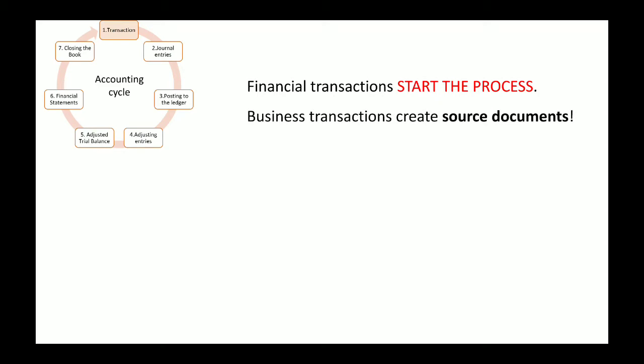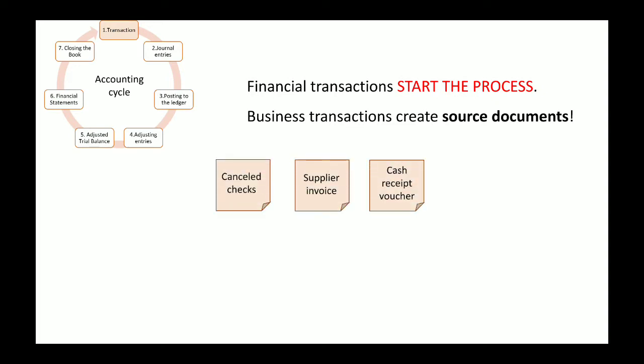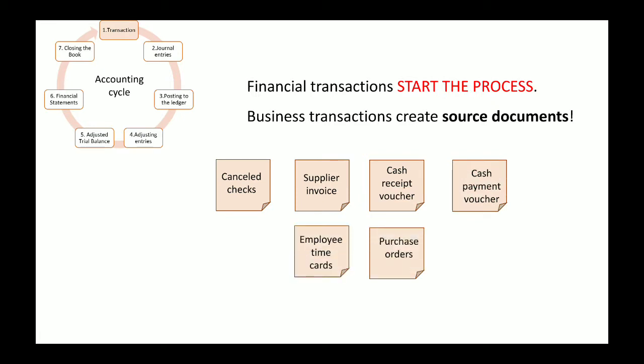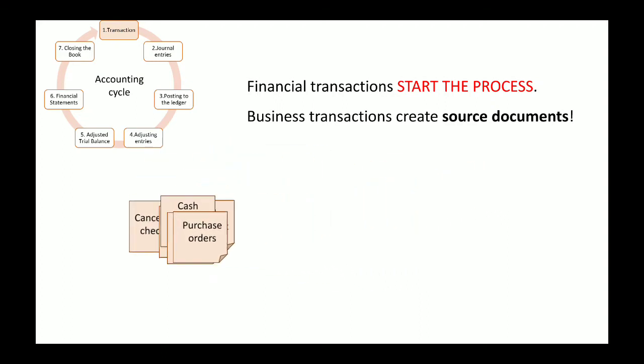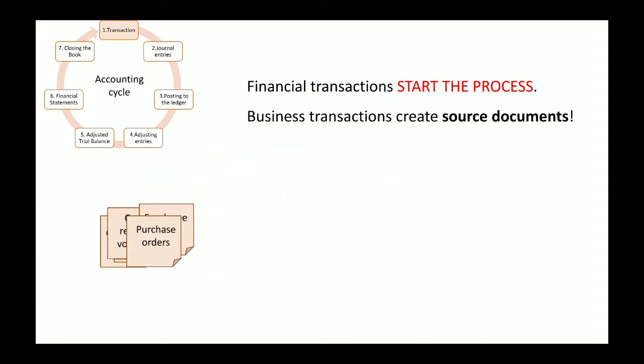Different transactions create different documents such as canceled checks, supply invoice, cash receipt voucher, cash payment voucher, employee time cards, purchase orders, and other documents. At this step of accounting cycle, accountant must collect source documents and keep them safely.